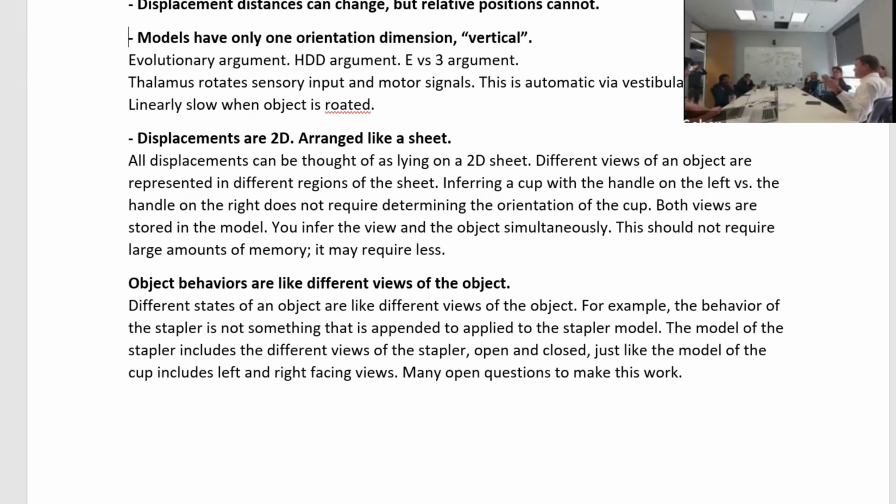Okay, I think it's different, right? Because what they do with the self-organizing map is dimensionality reduction, which we don't want to do here. It's not dimensional reduction. We still represent all the different states of the object, like rotation or opening and closing of the stapler. We still represent all the different possibilities.